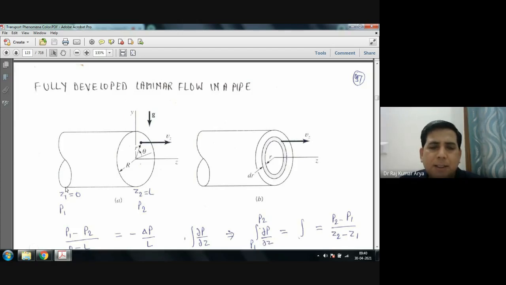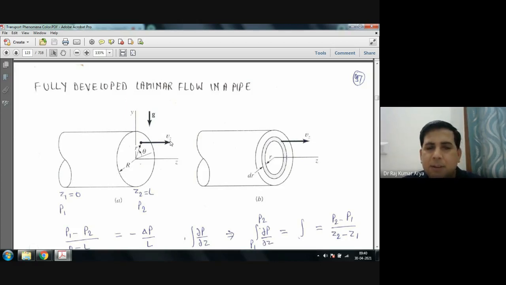As per the nomenclature, your g always acts vertically downwards. So based on that, you can say what component of g would act in the direction of the flow. So that's another part. And velocity in the z direction is being considered here, either vz or you can say w.